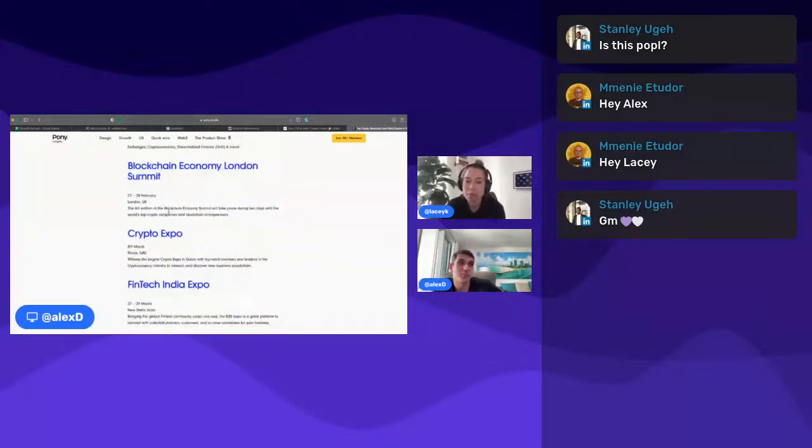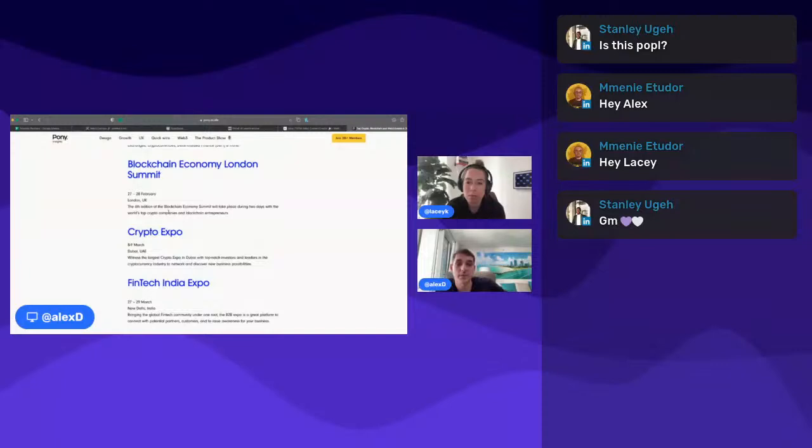Then the next one is Blockchain Economy London Summit. It's going to be a big one. I think the summit is all over the place. It's happening from 27th to 28th of February in London, UK. So if you're in London, or in the EU and have the ability to travel to London, stop by. It's going to be big. There's going to be lots of great speakers and lots of people that you can meet.